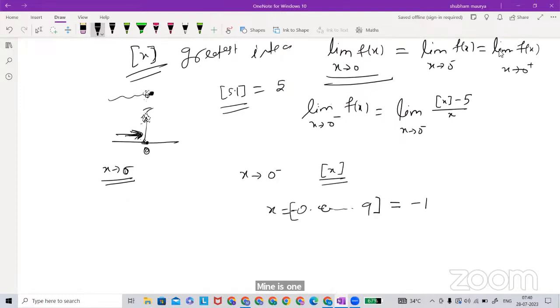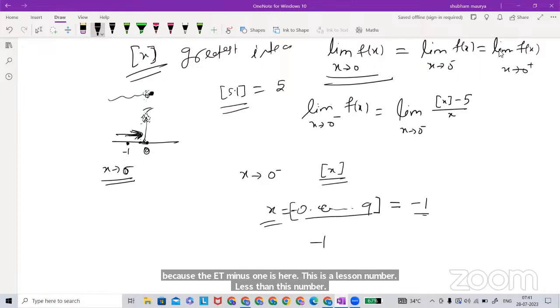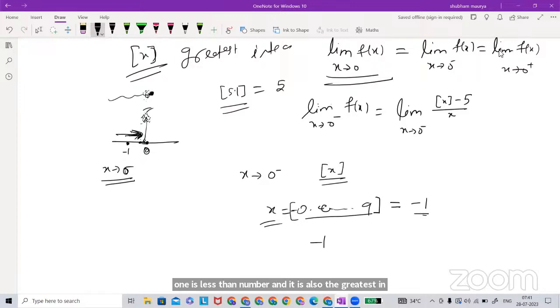Why is it -1? The same definition: greatest integer less than or equal to. So -1 is the greatest integer which is less than this number. -1 is less than -0.001, correct? Suppose here is our -0.001. So -1 is a lesser number, and it is also the greatest integer which is less than x, which is our number. That's why the value is -1.